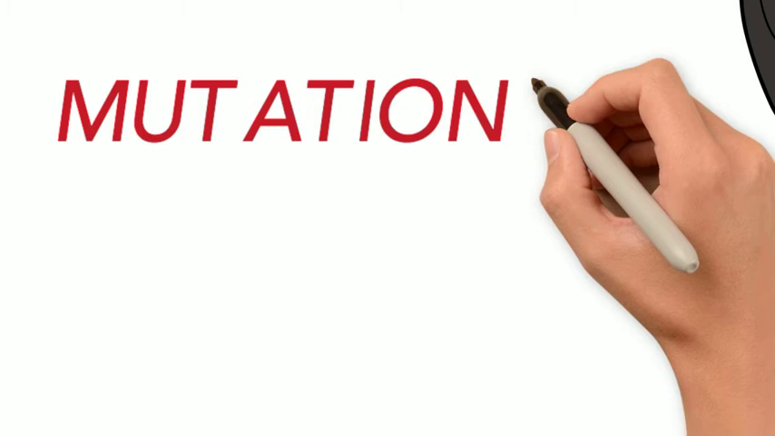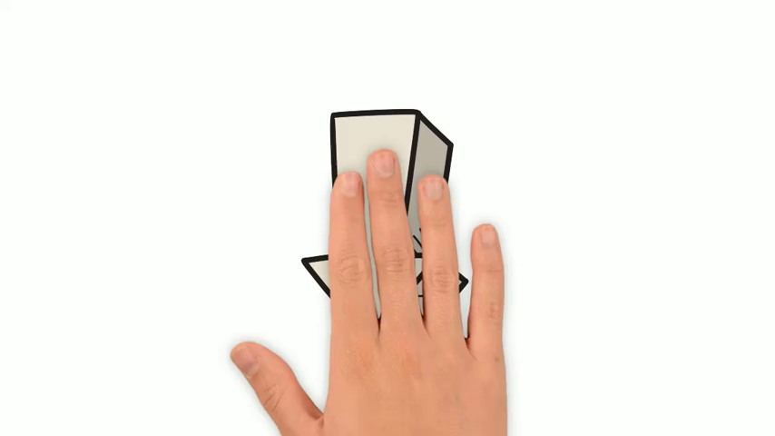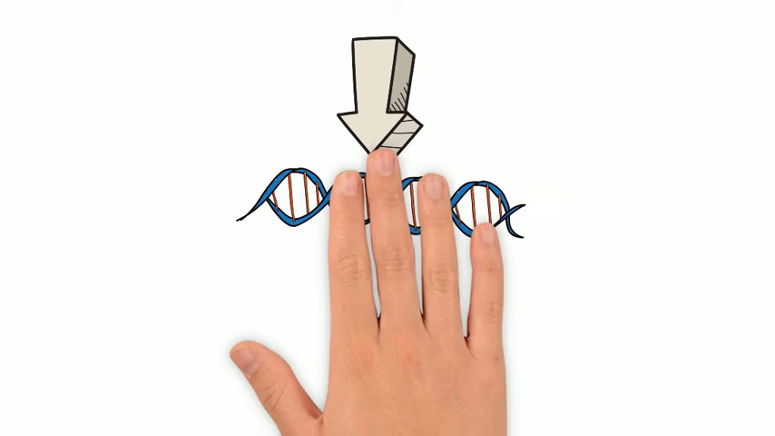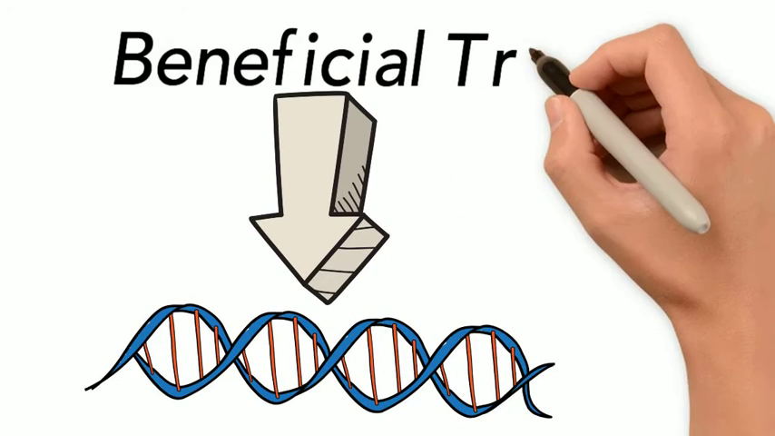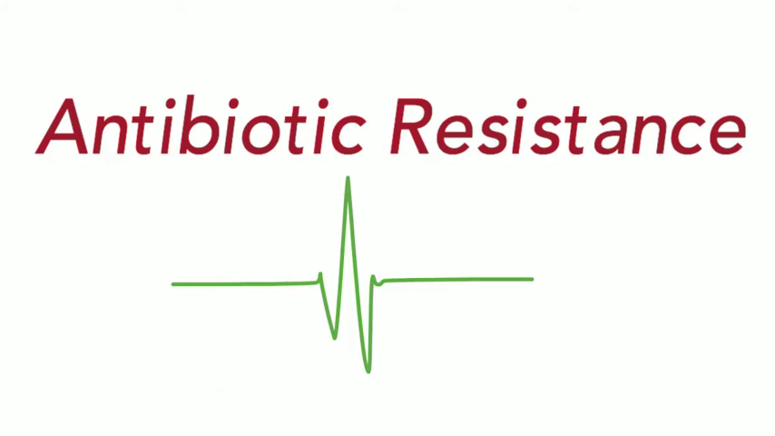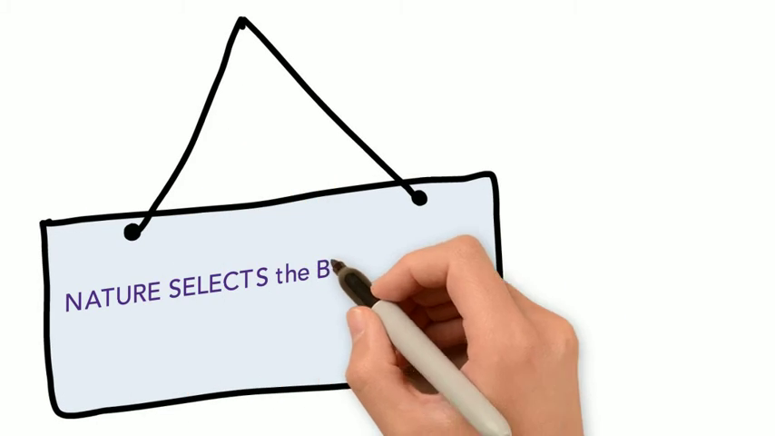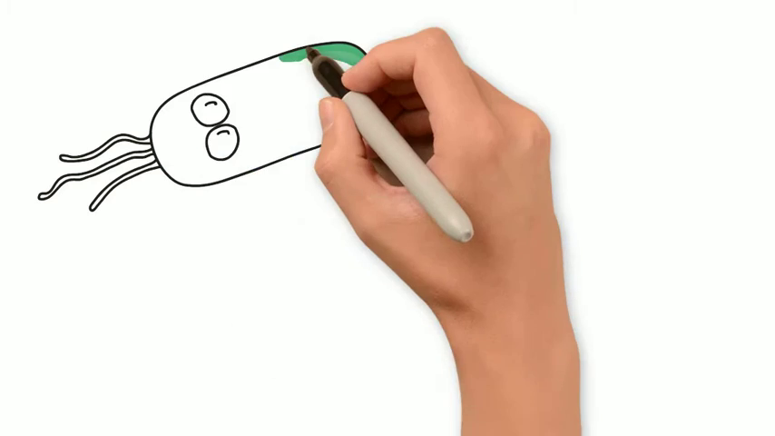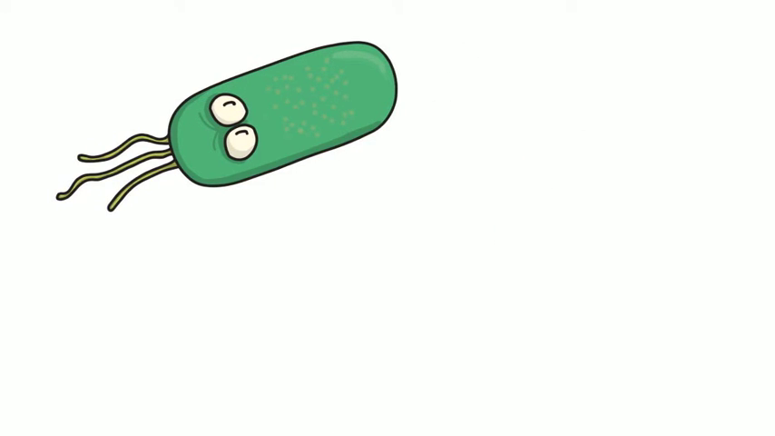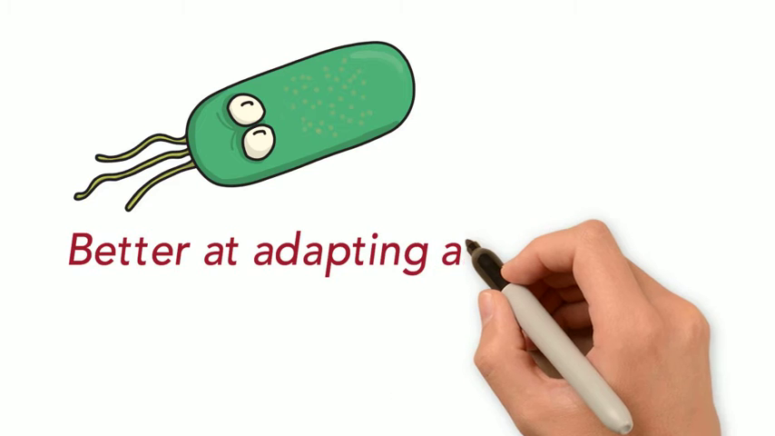These mutations can give rise to beneficial traits, beneficial traits such as antibiotic resistance. You know that nature selects the beneficial trait, the trait that gives the organism the ability to better adapt, better able to survive its environment.